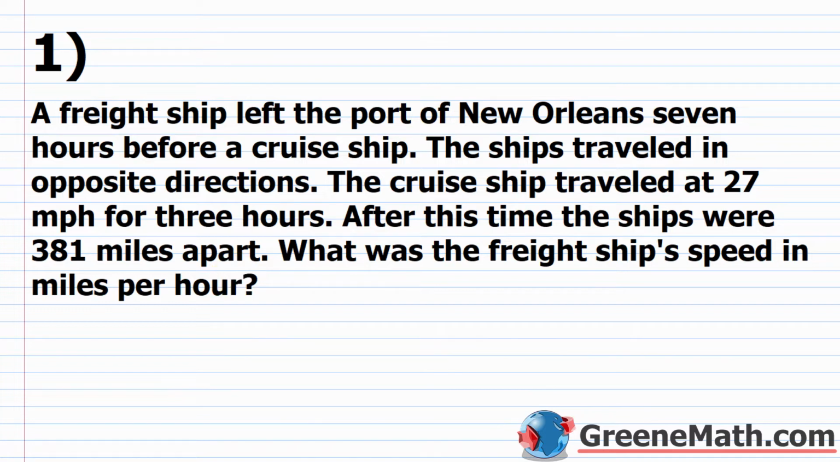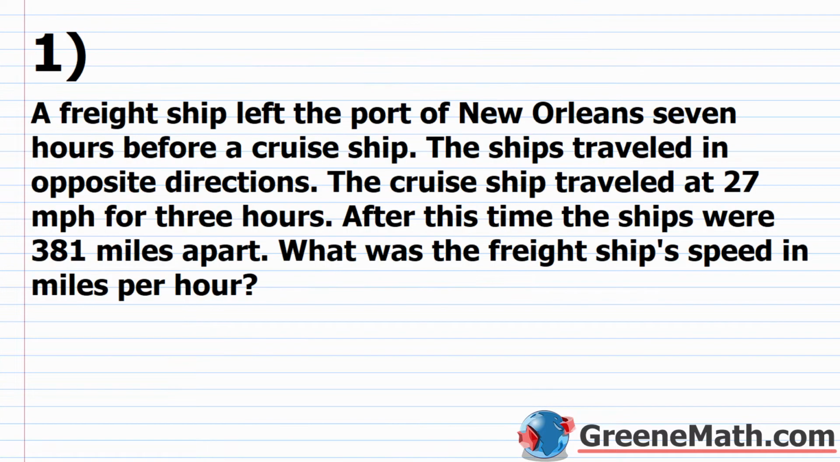So before I do anything, I'm just going to go down here. And again, you can set this up with some scratch paper. I'm just going to put my distance formula. So d, the distance, is equal to r, the rate of speed, multiplied by t, the amount of time traveled. And in this problem, we have a freight ship, and then we have a cruise ship. Okay, so those are our two scenarios. And again, the distance is in miles, the rate is in miles per hour, and the time is in hours. So you got to make sure all that stuff matches up.